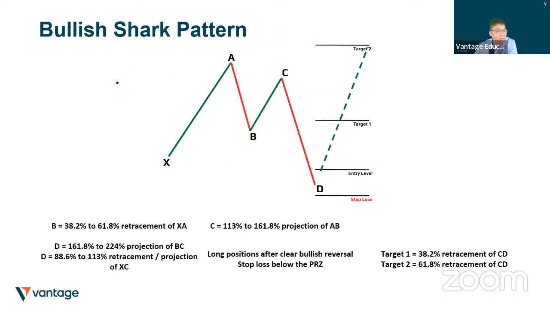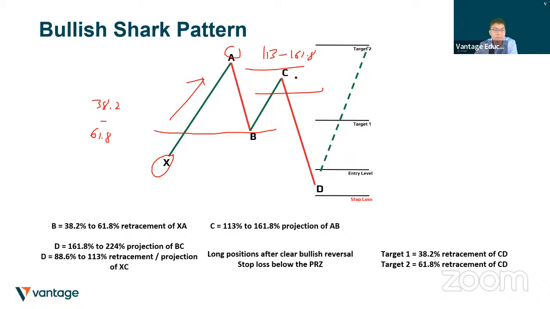bullish shark pattern. In the bullish shark pattern after the impulse wave XA, the corrective leg should end between 38.2% and 61.8% retracements of the impulse leg XA. Point C falls anywhere between 113% to 161.8% projection of the retracement leg AB. Pattern completed at D, where it's 161.8% to 224% projection of BC.